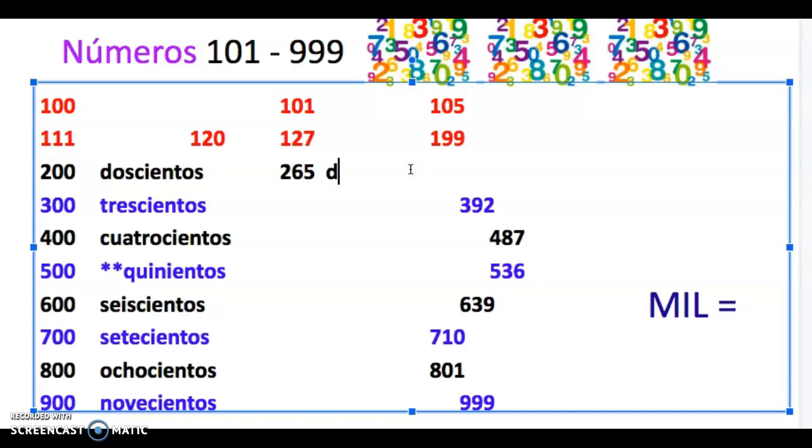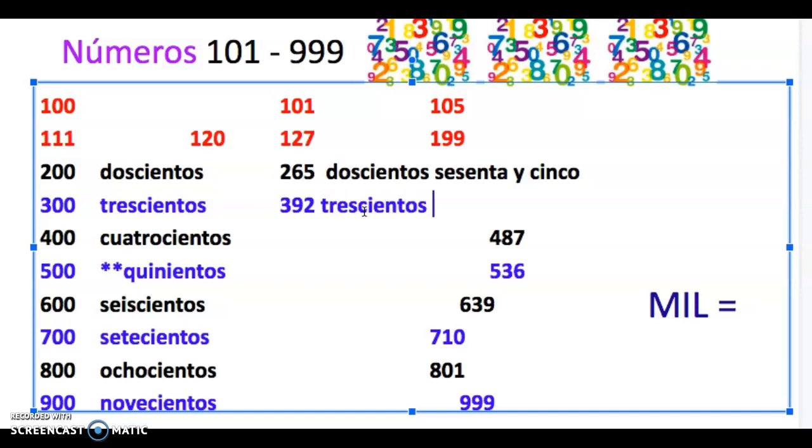265. I'm going to put the word for 200. Oops, sorry. And then 65. So you write them as you say them. So this number is 392. You try. Did you put tres cientos? Noventa y dos? If you did, you're good. Remember, there's no E after tres cientos because that's not a tens and a ones. Noventa is your tens and dos is your ones.